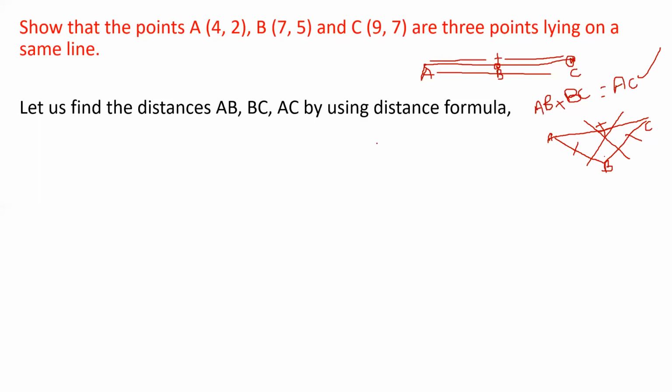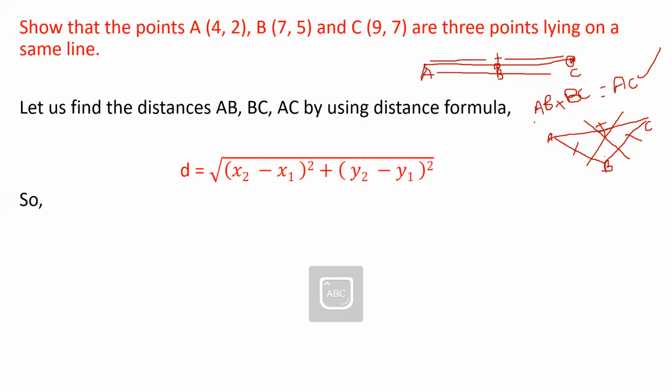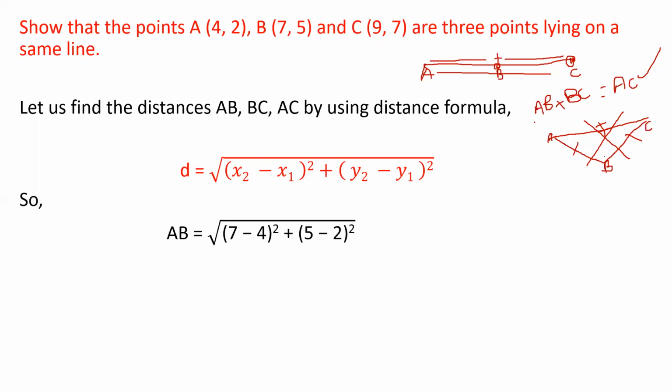So guys, for that reason, here I'm asking you to find the distance between AB, BC and AC and check the statement, whether they are equal by adding the two sides and whether it equals the third one. Let's see. I know the formula for finding the distance between 2 points, that is d equals root of x2 minus x1 whole square plus y2 minus y1 whole square. And here I'm going to substitute the values. AB is equal to root of 7 minus 4 whole square plus 5 minus 2 whole square, from the points they have given.